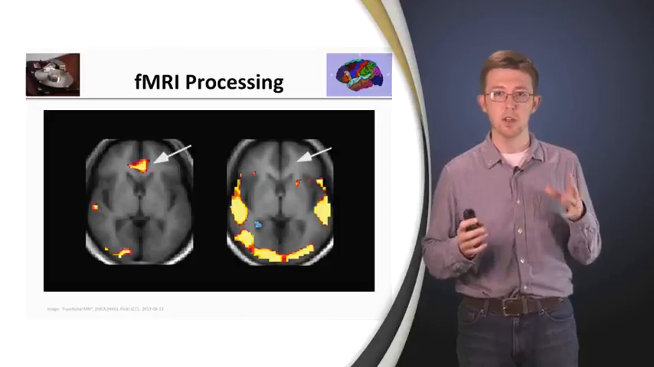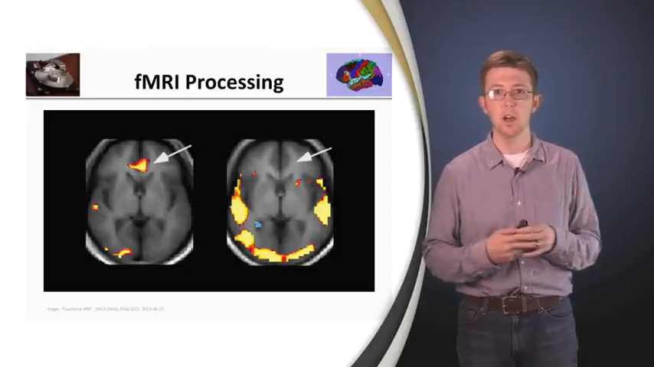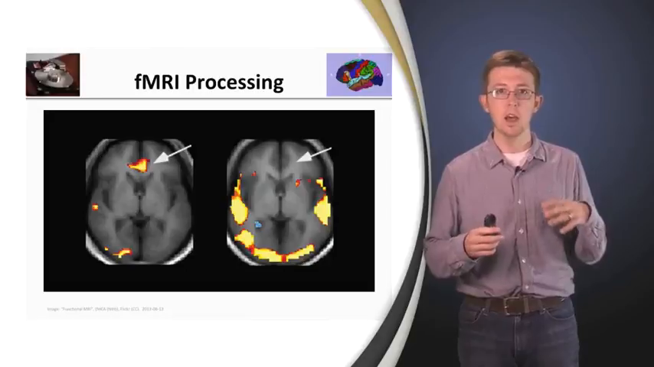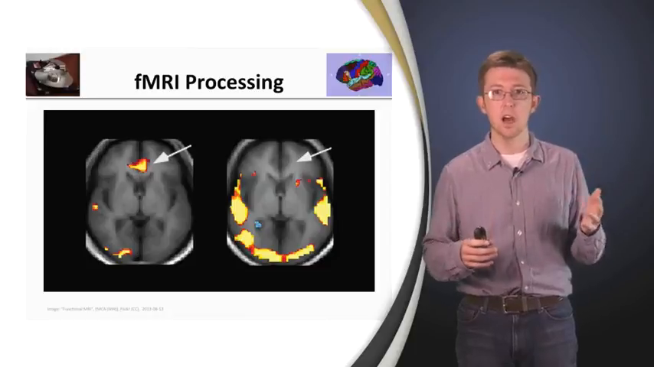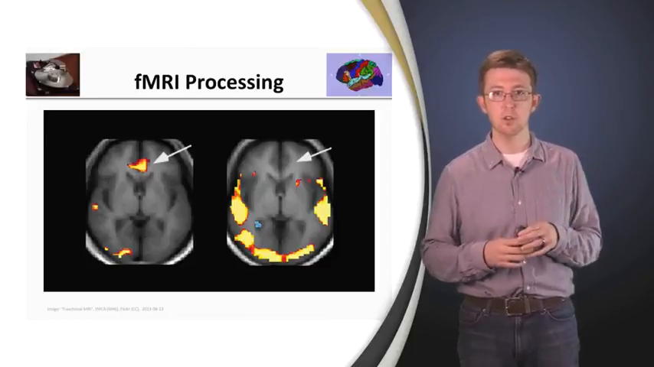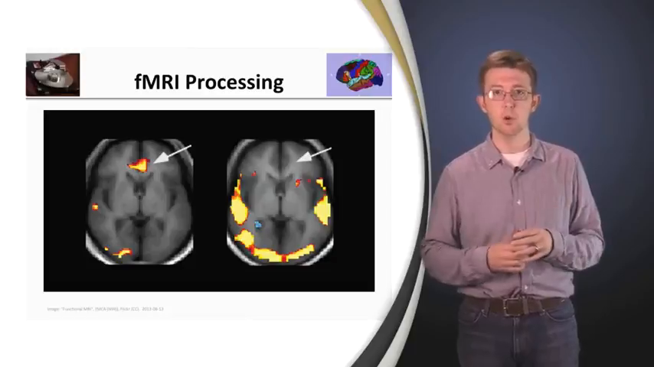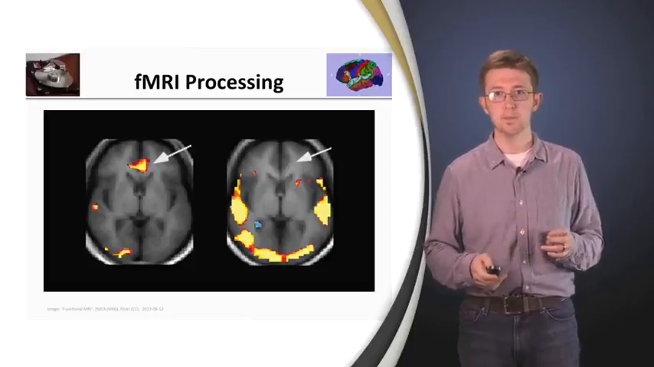The voxels that are yellow and red are voxels in the brain that have been found to statistically correlate with the task at hand. And the blue voxels negatively correlate with the task at hand.